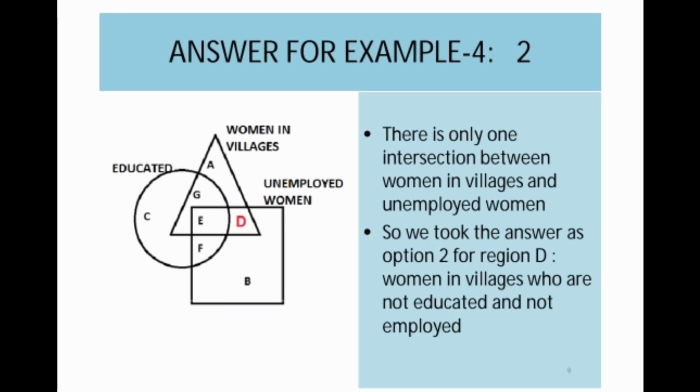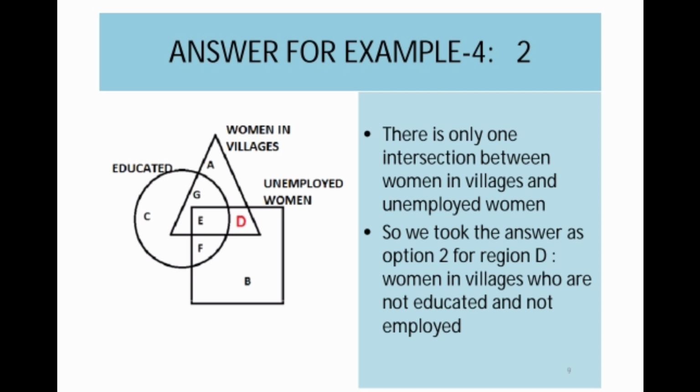So, coming to the answer for example 4, the option is 2, which is unemployed women in villages who are not educated, because there is only one intersection between women in villages and unemployed women. So, we took the answer as option 2 for region D.